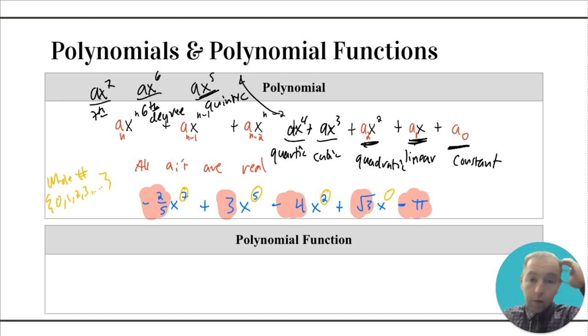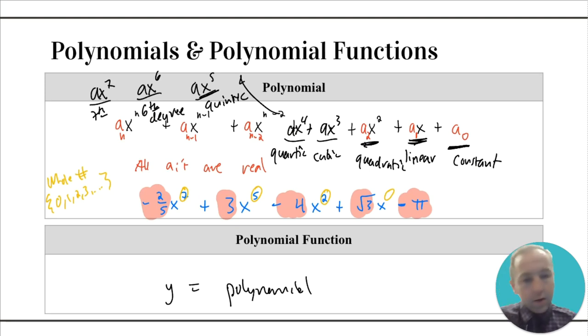Okay? So if you put all that together and set it equal to y, that would be a polynomial function, right? So if y equals some sort of polynomial, that would be a polynomial function. So I talked about all the terms.